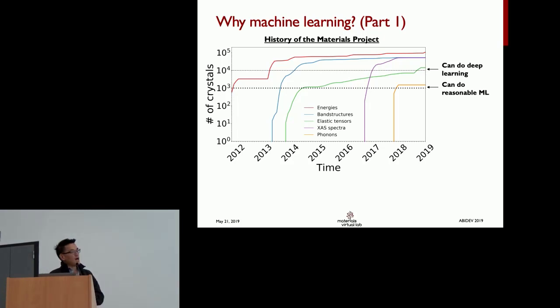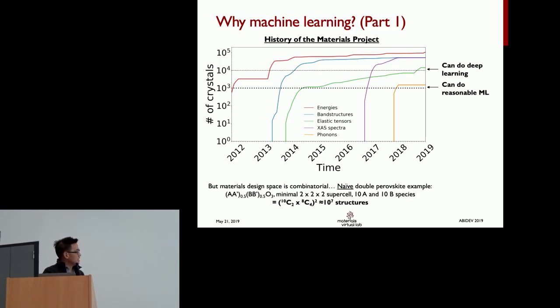Now, once you get past the 1,000 data point stage, you can begin to do some reasonable machine learning. You can, of course, do it with less than that. You can do it with hundreds of data points. But if you really want fairly robust models that can apply across broad chemistries, you really want to be at least at the 1,000 data points or above mark. And if you are really into deep learning, where you are using things like neural networks, you really want to be beyond even the 10 to the power of 4 point, at least 10,000 data points and above, or even more.